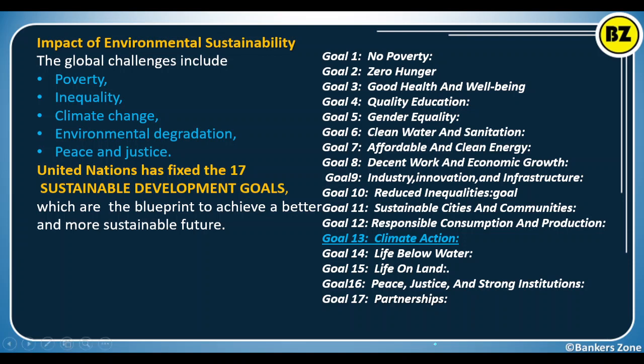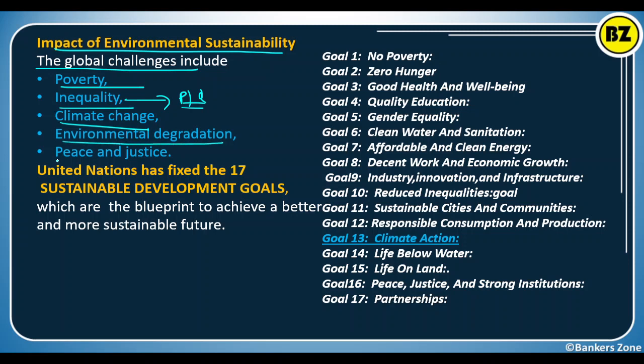Now see, the impact on environmental sustainability means what? What are the global challenges we are having? Globally we are having challenges. We means the world, we are having as a universe. We are having the poverty challenge, inequality. Inequality refers to the poor and rich. Then climate change, environmental degradation, peace and justice. So these are the global challenges: peace and justice, the Ukraine Russia war, India China disputes. Okay, these are the global challenges we are facing.